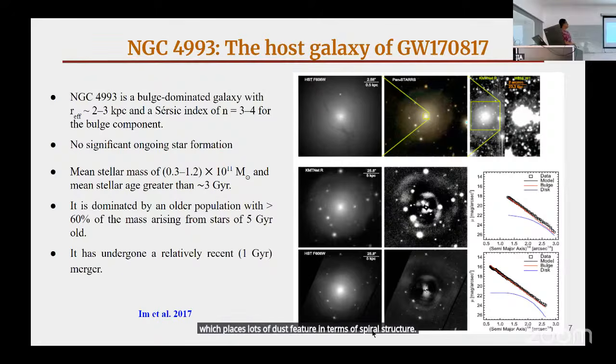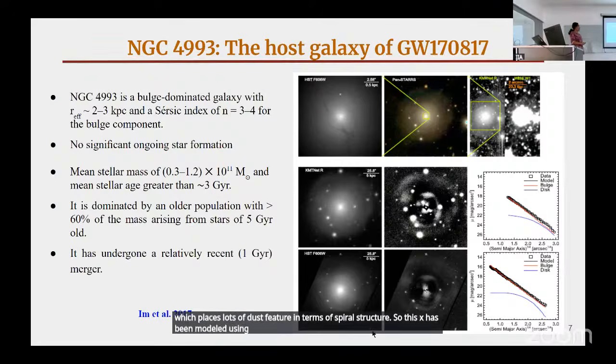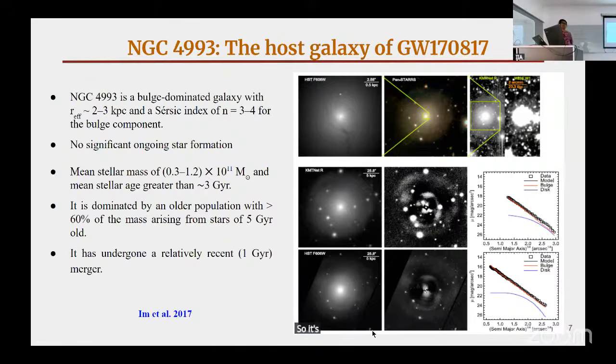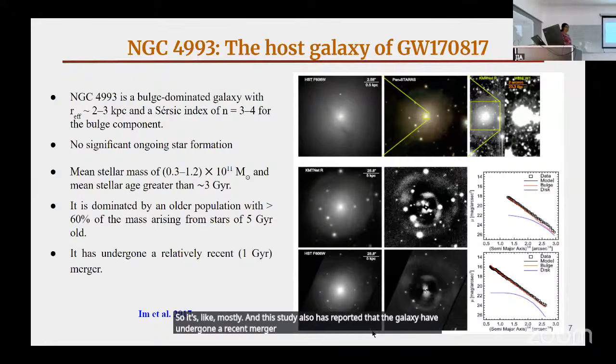This galaxy has been modeled using a Sersic profile for bulge and disk, and they found it is mostly bulge dominated, with a high Sersic index. Its stellar mass is of the order of 10 to the power 11 solar masses, and most of its population is older, with no younger population, mostly 3 gigayears or above. This study also reported that the galaxy has undergone a recent merger within a timescale of 1 gigayear.